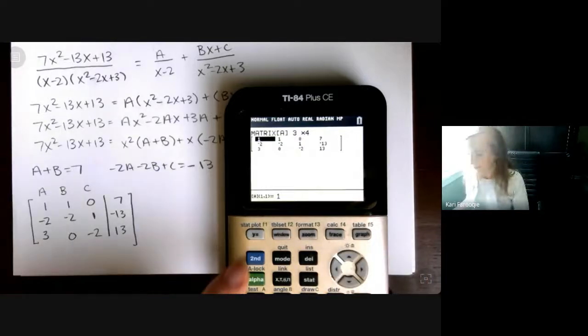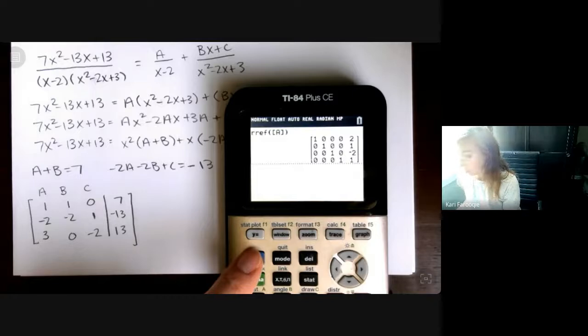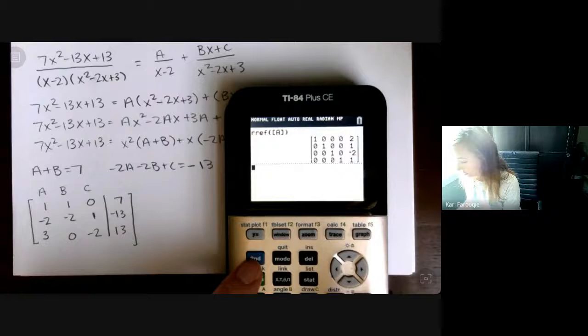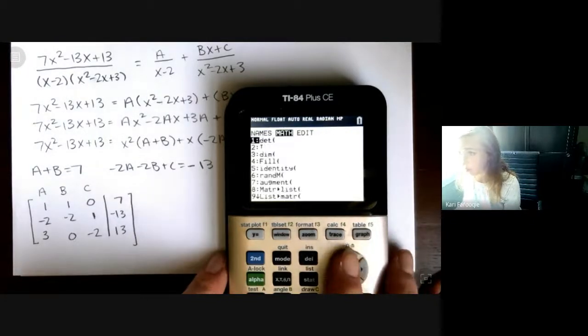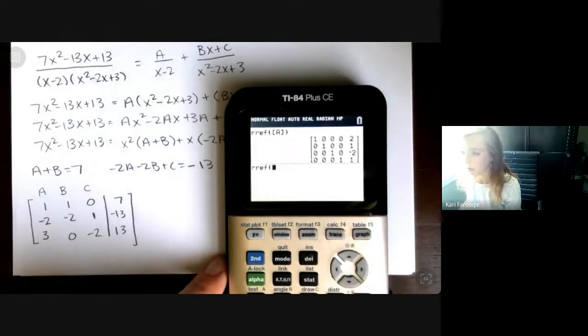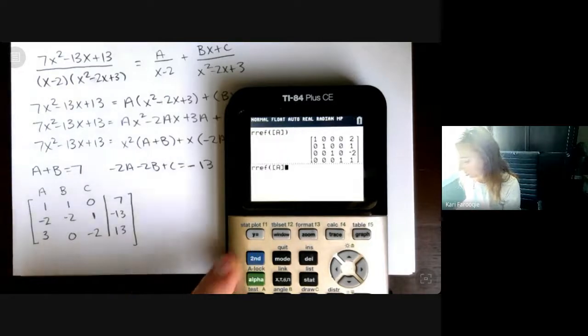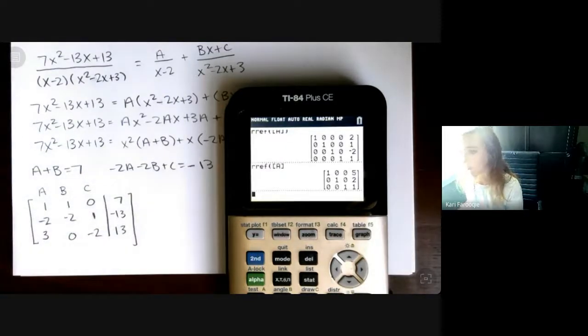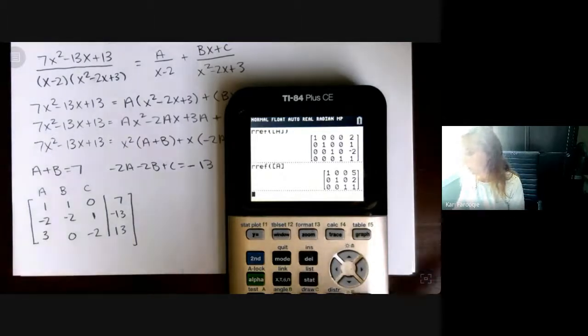Okay, now you're going to go to your home screen, so second quit. And if you want, pull up the function you just used by using second entry. If you don't want to do that, I'll remind you, you hit the matrix menu, scroll over to math, go up to RREF and hit enter, and then go back again and pick up matrix A. And then your solution is 5, 2, 1.